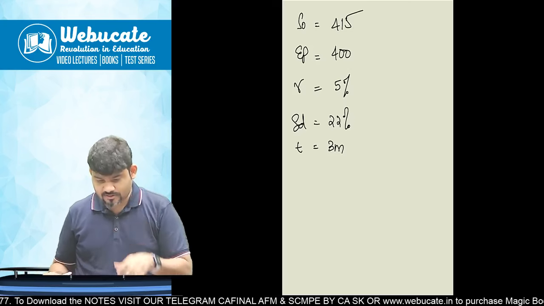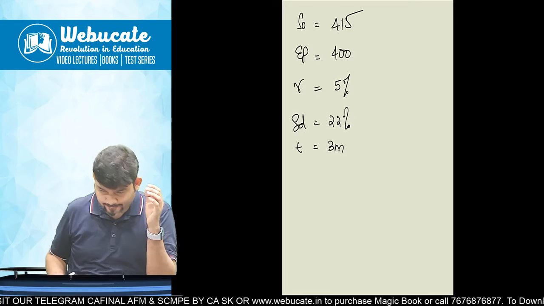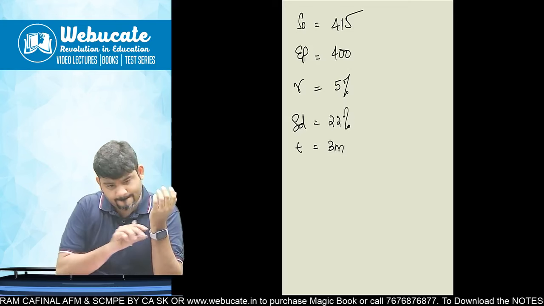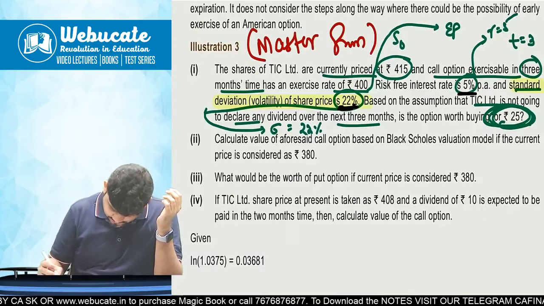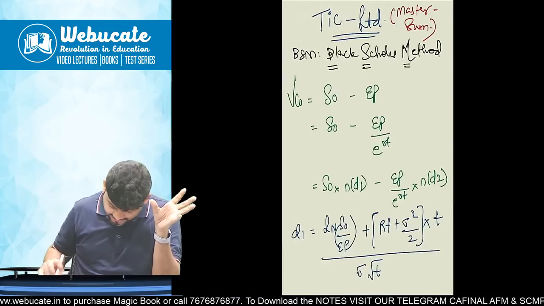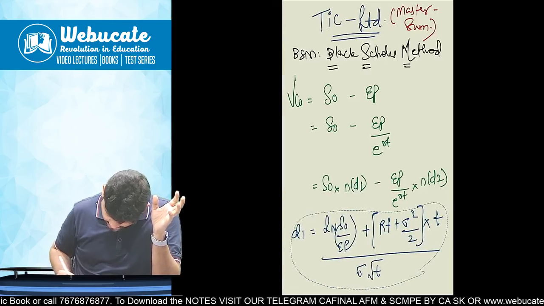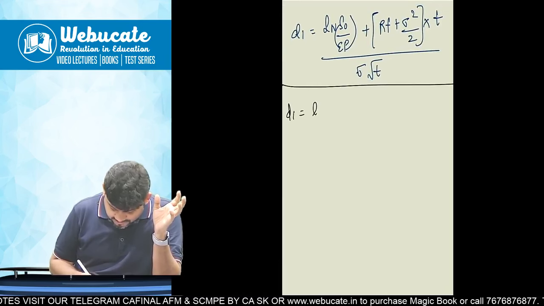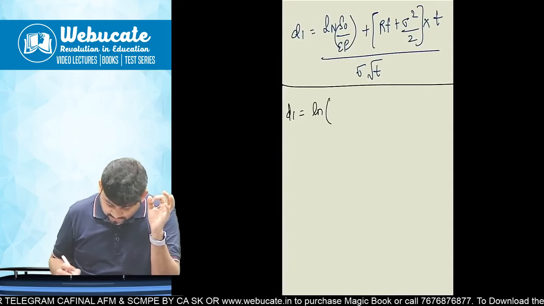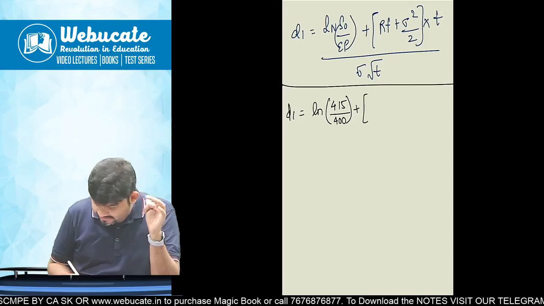Now we will have to solve this question. The preliminary information that they have given, we have written. Now we will calculate the d1 using the formula. We already have the formula written for us. So d1 is equal to natural log of S0 upon EP, S0 415, EP 400, plus risk-free rate is given as 0.05.